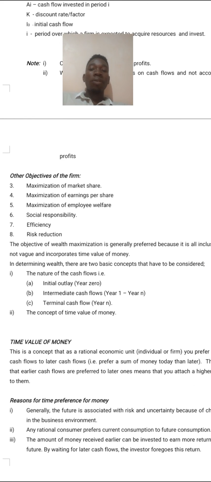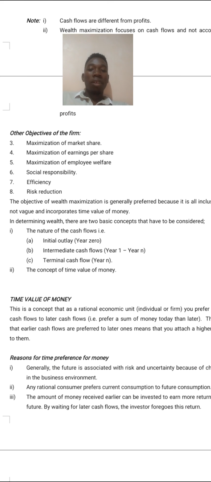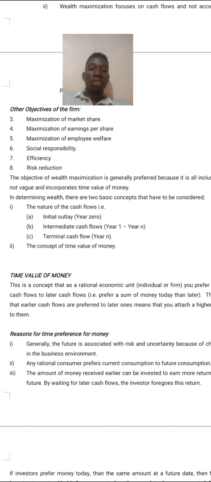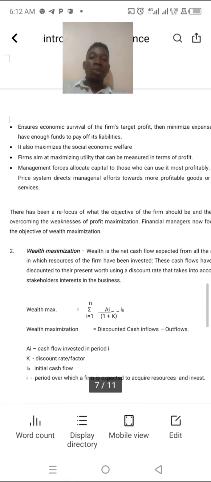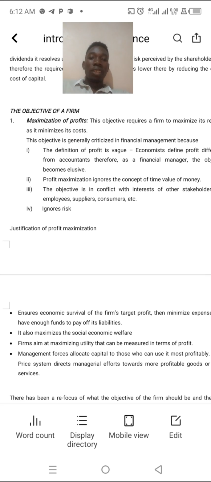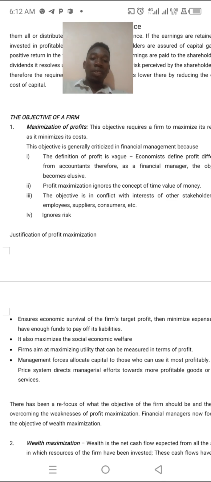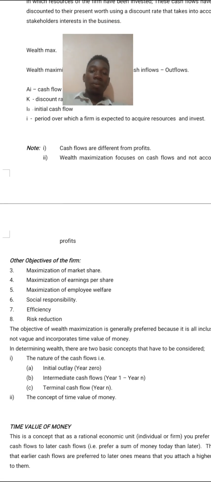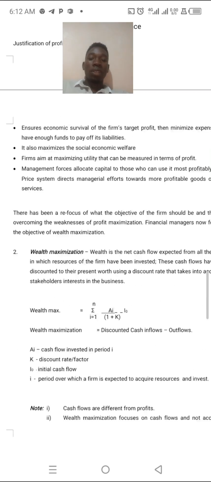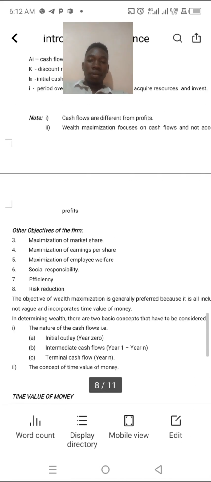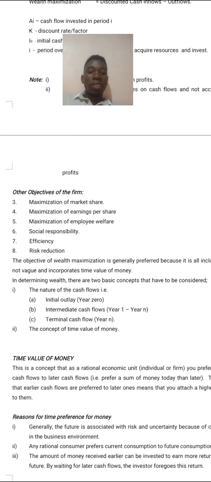So other objectives of a firm can include maximization of market share, maximization of earnings per share, maximization of employee welfare, social responsibility, efficiency, risk reduction, among others. But those are the two major ones. So if they ask you to what extent does a firm meet its objective of profit maximization, you give profit maximization vis-a-vis others. Or if they ask you the objectives of a firm, I expect you to mention these two in the first place, then you give others. So I'm done with the objectives of a firm.